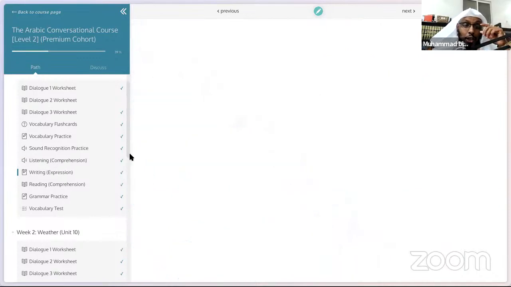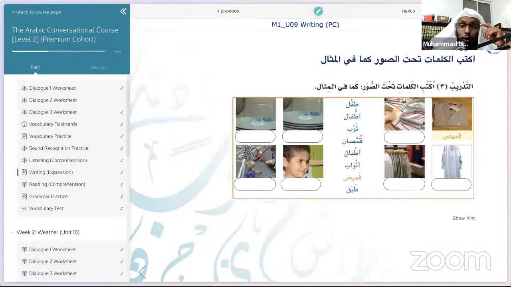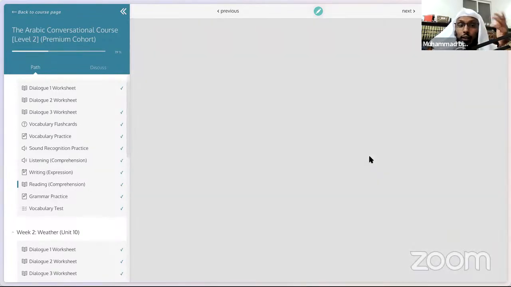Then we have the writing expression, same thing. It involves writing. For example, in this question, you pick one of these words and put it underneath the correct picture. And then reading comprehension is the same thing as well. You read the text and then you answer, you submit that to the teacher.